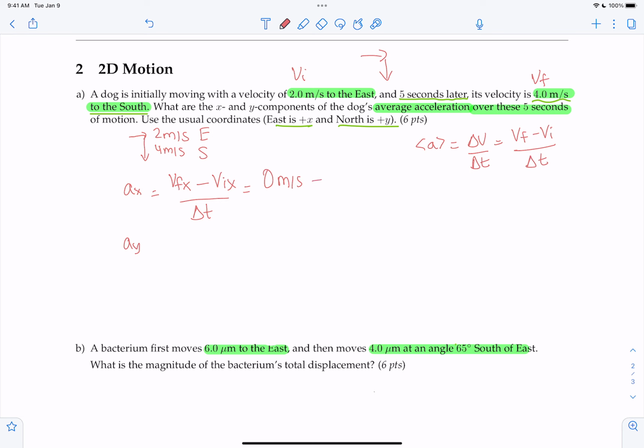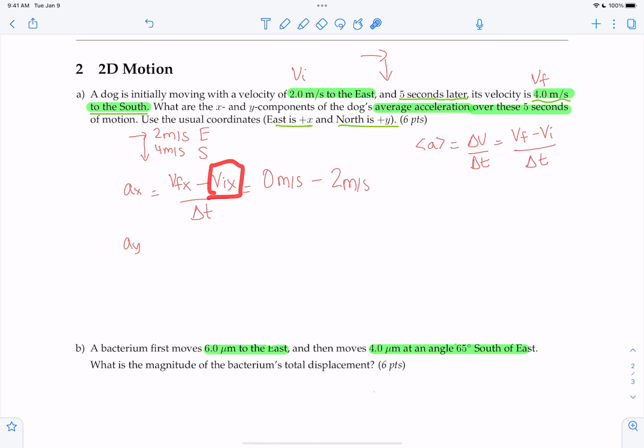Now, how about VIX, the initial velocity in the x direction? Do we have an initial velocity component? Yes, we do. So that's 2 meters per second, and that's east, so it's going to be positive. If this was 2 meters per second west, then VIX would be negative, because east is positive x, and west would be negative x, north is positive y, south is negative y.